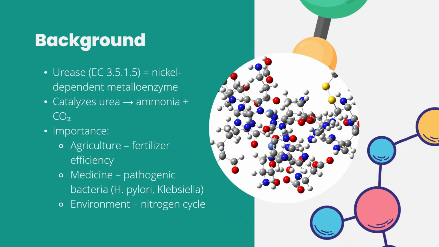Why is this important? In agriculture, urease controls the efficiency of urea fertilizers. In medicine, urease-producing bacteria such as Helicobacter pylori and Klebsiella pneumoniae are linked to gastric diseases and urinary tract infections. In the environment, urease activity is central to the nitrogen cycle.